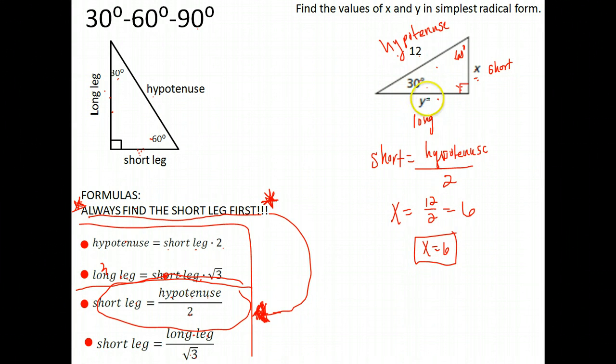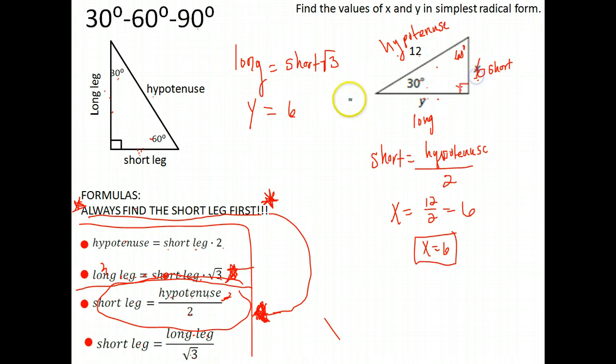Now let's find y. Y was our long leg. How do you find the long leg? Go over to your notes. Here's the only formula for the long leg: long leg equals the short leg times the square root of 3. So now I'm finding the long leg. Again, it's equal to the short leg times the square root of 3. Put in our information. The long leg was y. The short leg we just found out was 6. We figured that out already. That's why we find the short leg first. Now they wanted it left in radical form, so that's just going to be my answer, 6 times the square root of 3.